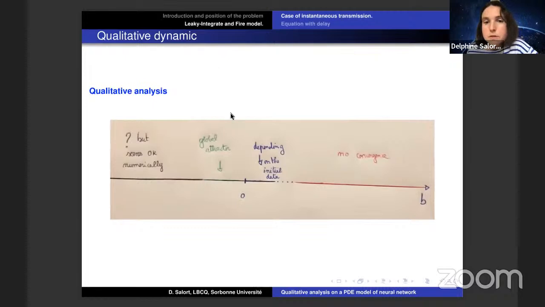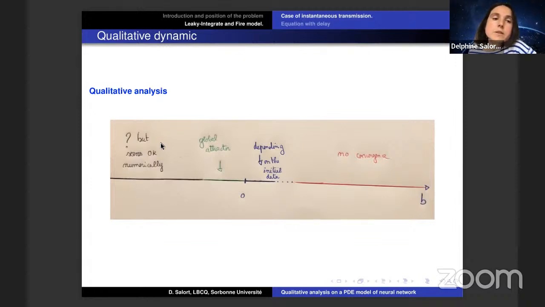Okay, so if I make a drawing which explains just what I told here with respect to the value B: in the green part, so B negative and not too large, we know that we have a global attractor. If B becomes large enough, numerically we observe a fast convergence to a stationary state, but we don't know how to prove it.